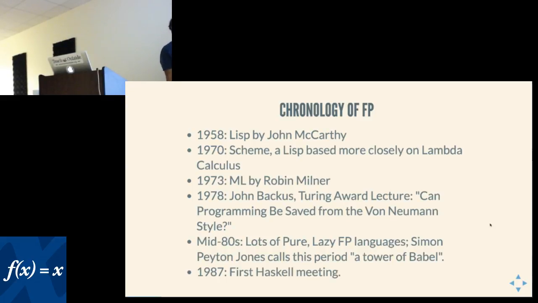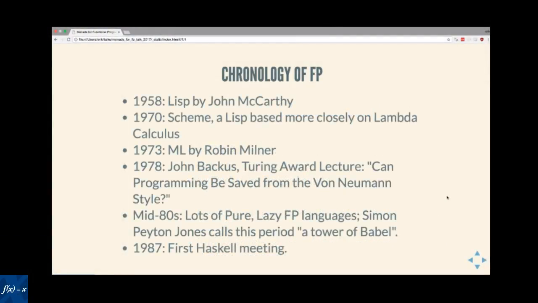In '78, there's this really interesting moment that's kind of a seminal moment, where John Backus gives this Turing Award lecture called "Can Programming Be Saved from the von Neumann Style?" It's actually an interesting paper. Might be one worth reading here.